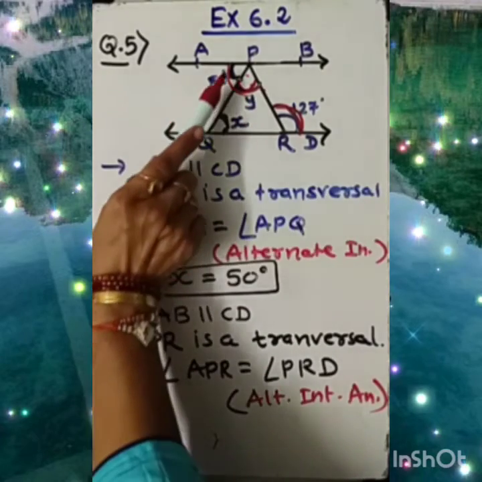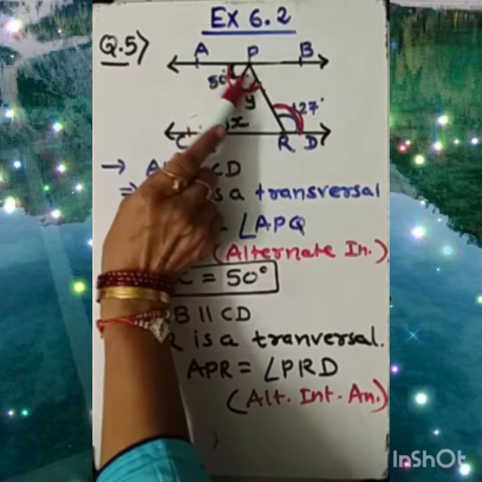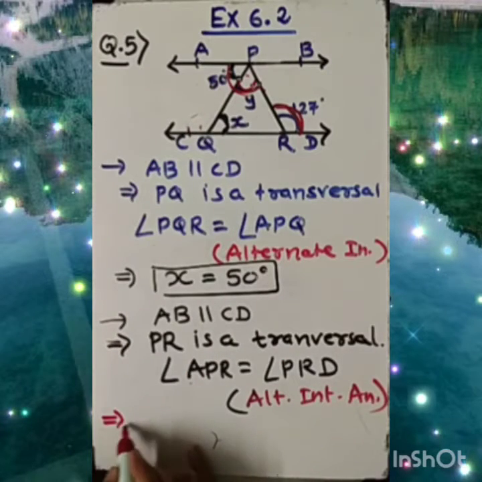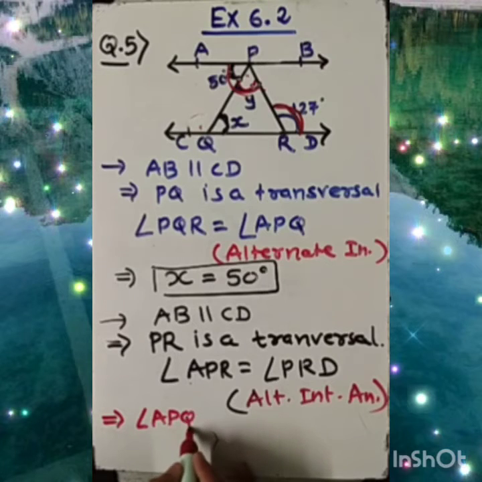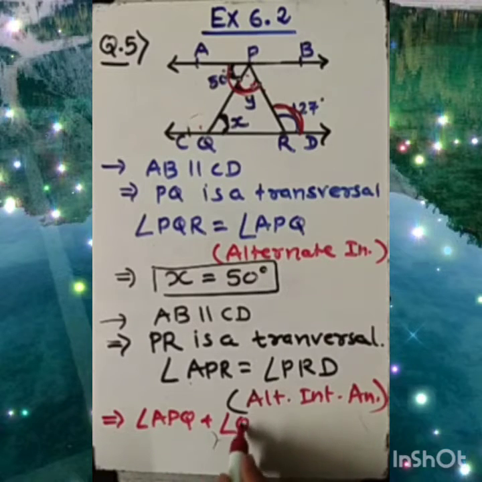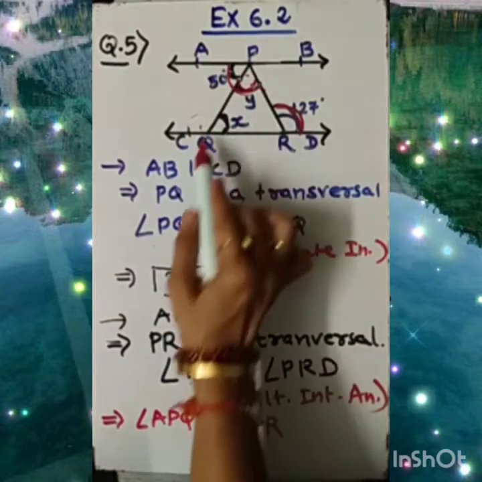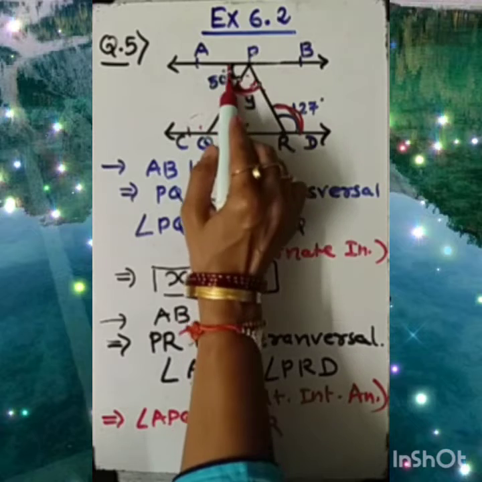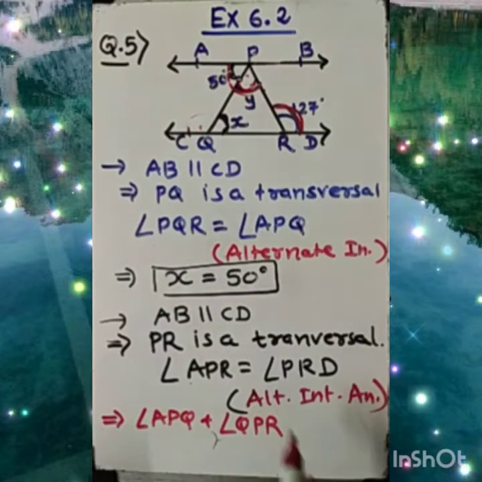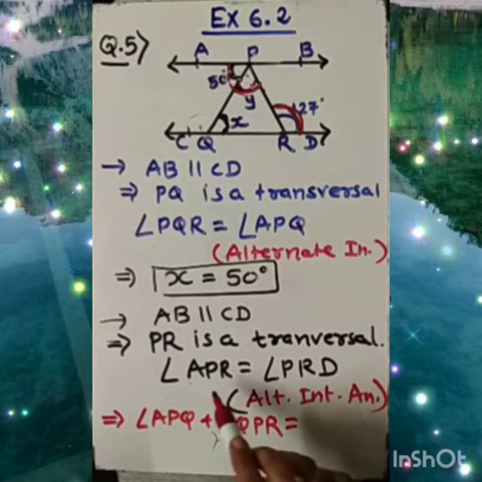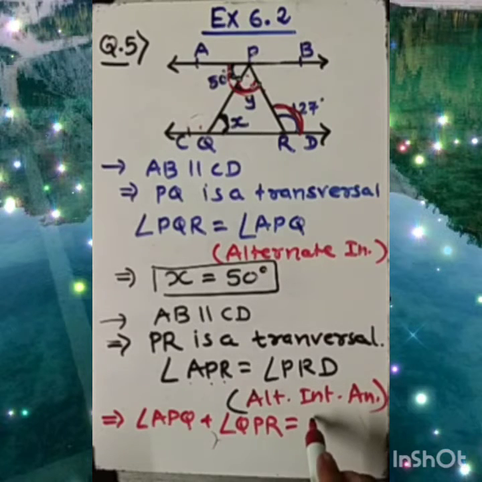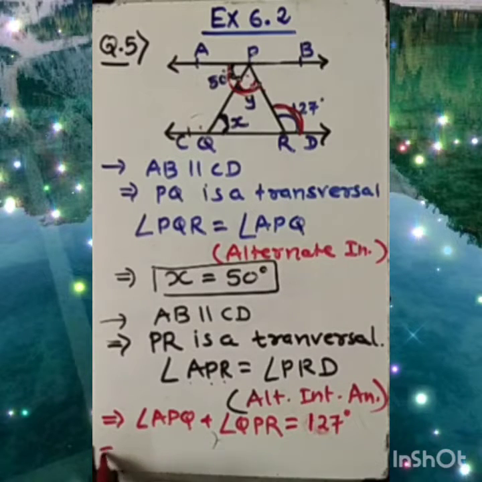But we can say it is the sum of these two angles. So let me note down. It is the sum of angle APQ plus QPR, means combining these two angles, this and this, they are forming this complete angle APR. And here it is angle PRD, that is already given as 127 degrees. So let me note down, this is 127 degrees.